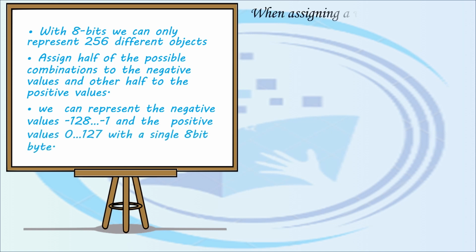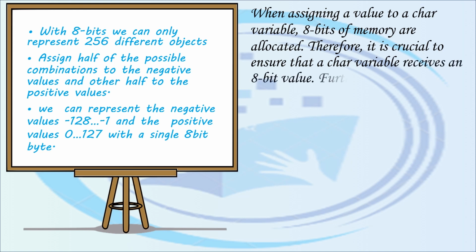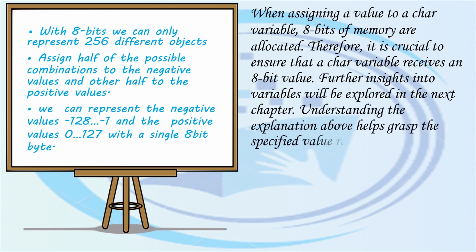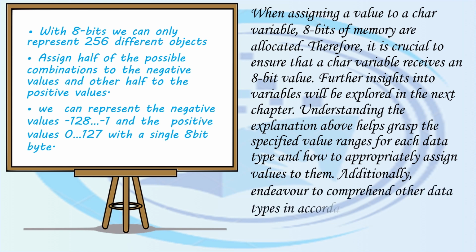When assigning a value to a char variable, 8 bits of memory are allocated. Therefore, it is crucial to ensure that a char variable receives an 8-bit value. Further insights into variables will be explored in the next chapter. Understanding the explanation above helps grasp the specified value ranges for each data type and how to appropriately assign values to them. Additionally, endeavor to comprehend other data types in accordance with this example.